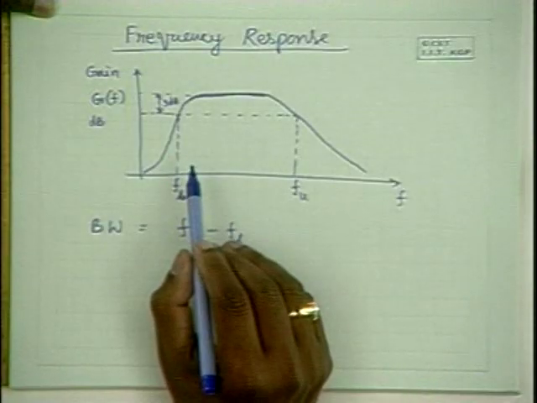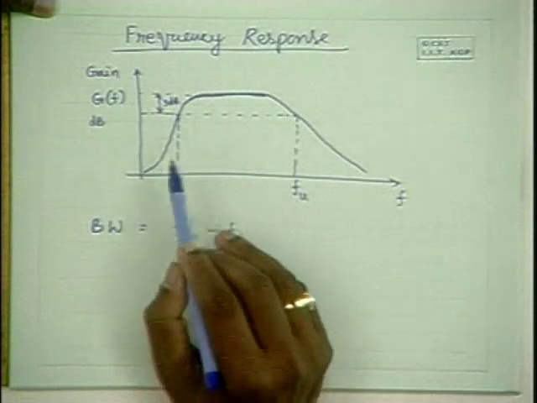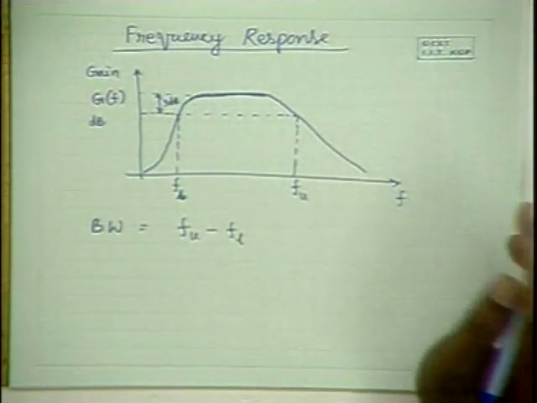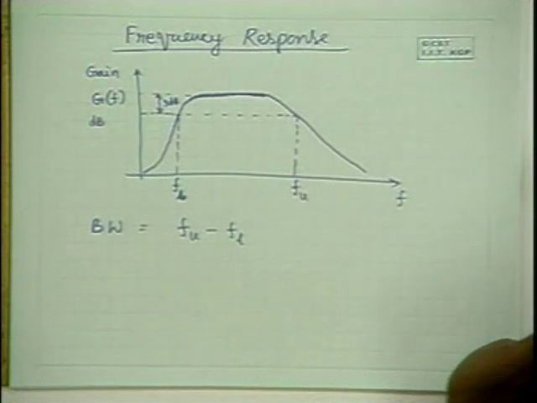Otherwise, what happens? Some frequencies are amplified with some gain, and some other frequencies are amplified with smaller gain. Therefore, you don't provide equal gain for all frequency components. Unless you provide equal gain for all frequency components, the signal at the output side won't be an exact replica of the input signal.